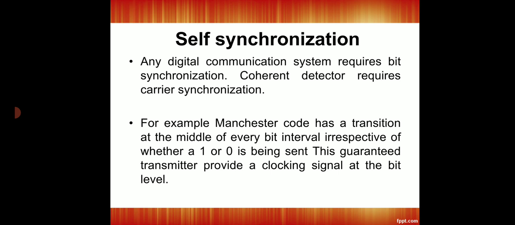And in self synchronization, any digital communication system that requires bit synchronization, and a coherent detector requires carrier synchronization. For example, if you are considering the Manchester code, it has a transition at the middle of every bit interval, that is at 0 or 1. When you are transmitting to the medium, the transmitter will provide a clocking signal at each bit level.